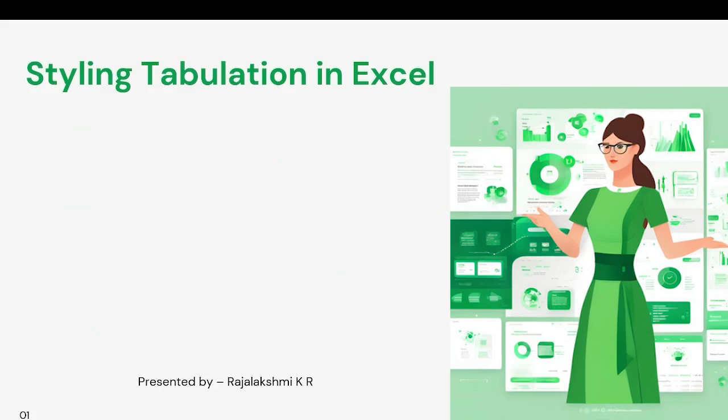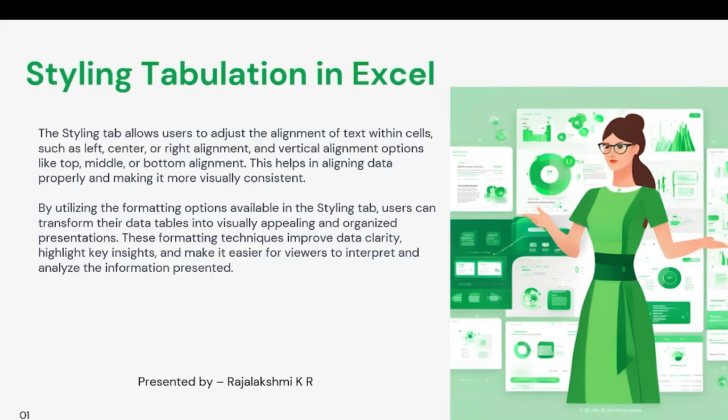Hi everyone. In this video we are going to learn styling the tables in Excel. The styling tab under the format table section allows users to adjust the alignment of the text within the cell, such as left, center or right alignment, and vertical alignment options like top, middle or bottom alignments. This helps in aligning data properly and makes it more visually consistent.